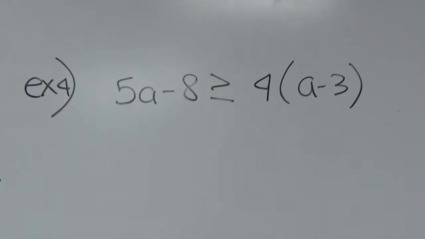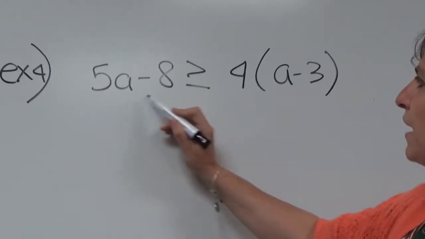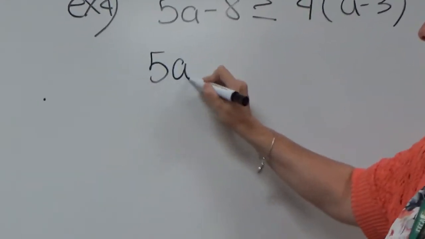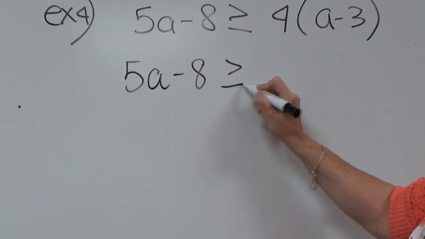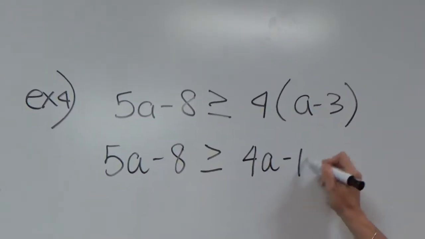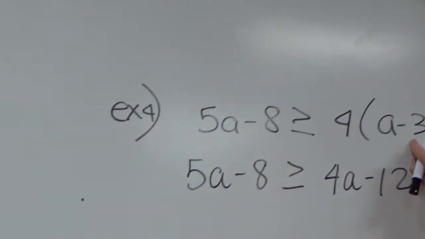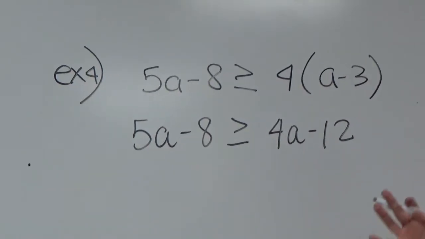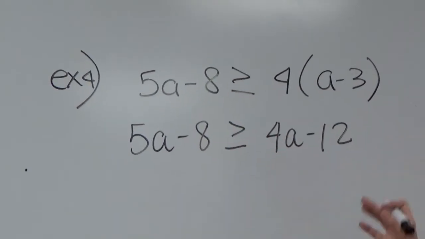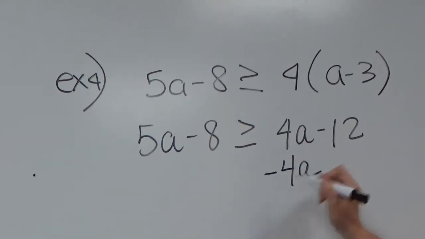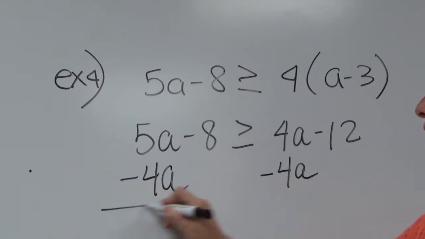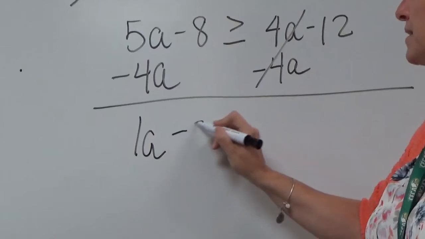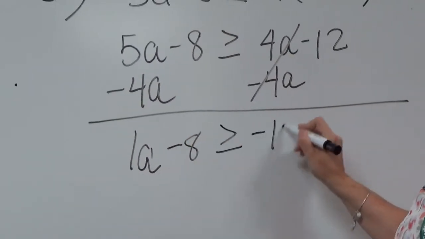Try this. Okay, so here's another example. 5a minus 8 is greater than or equal to 4 times a minus 3. So I'm going to copy down the 5a minus 8, greater than or equal to 4a minus 12. 4 times a negative 3 is a negative 12. Okay, what do I do? I have to get my a's together and I have to get my numbers together. I am going to subtract 4a from both sides because I want to get my a's together. 5 minus 4 is 1a. Minus 8 is greater than or equal to negative 12.